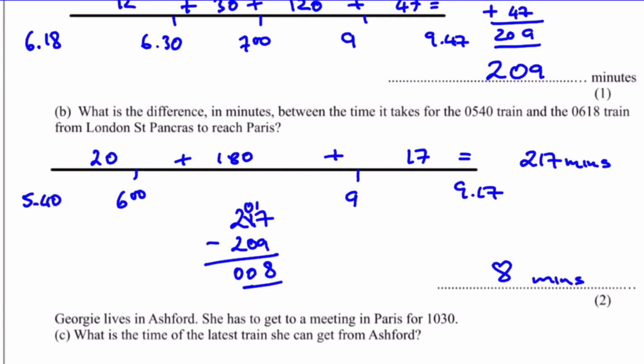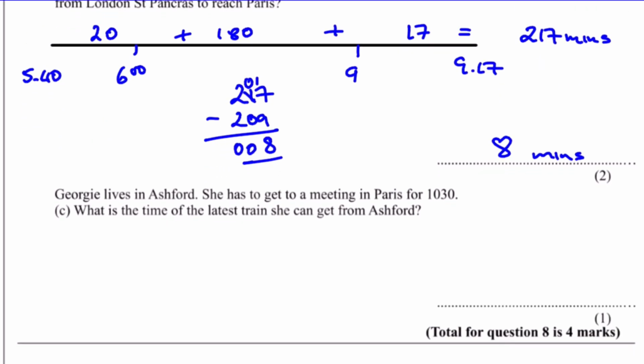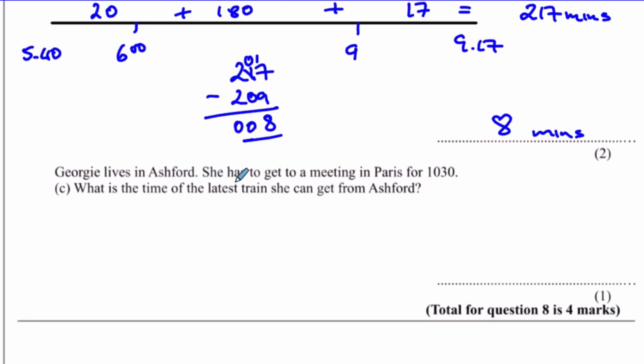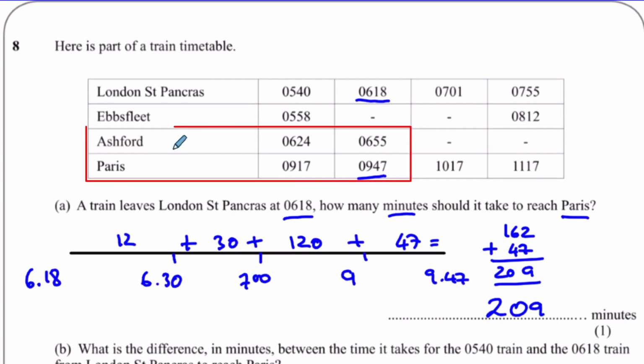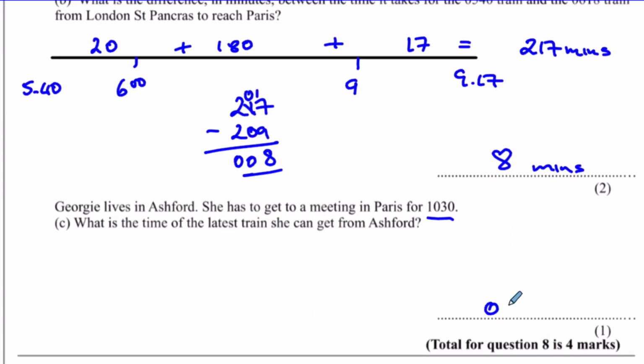And then the final part, Georgia lives in Ashford. She has to get to a meeting in Paris for 10:30. Part C, what is the time of the latest train she can get from Ashford? There's only 2 trains stop in Ashford, so she can catch the 6:55 and be on time. Now write your answer in the correct place. Make it easy for the person marking this to give you the marks.